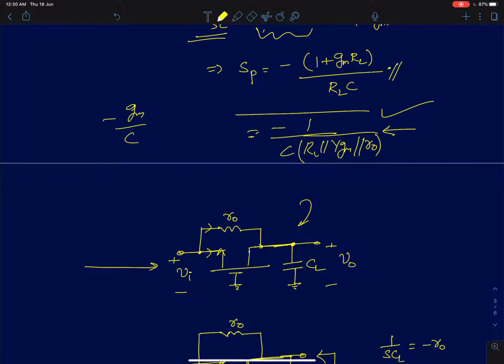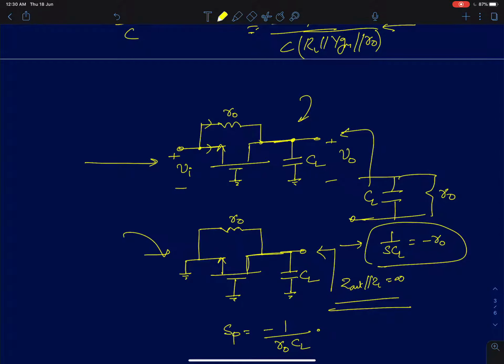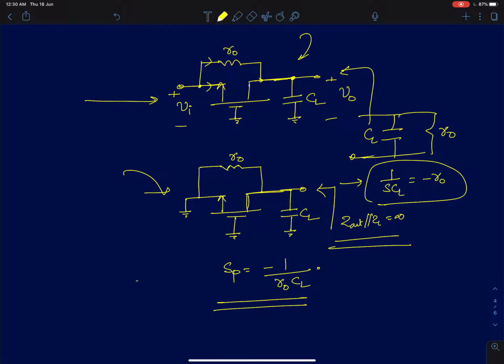The second condition is the total impedance seen at the output node, ZL parallel Zout, should become equal to infinity. That will simply reduce to, I'm grounding the input, and the impedance seen here will simply be resistor R0 in parallel with the capacitor CL. So that will blow up to infinity when 1 by SCL becomes equal to minus R0, or the pole will happen at minus 1 by R0 CL.